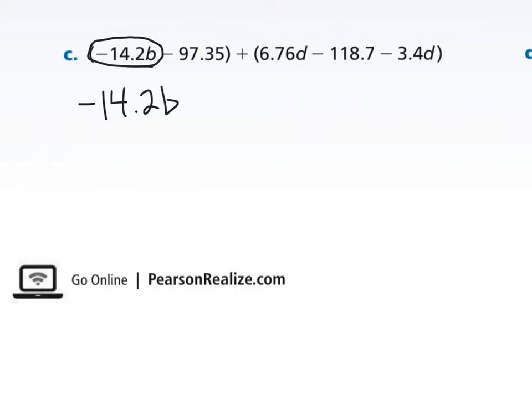I forgot on the subtractions here, if you want to go ahead and add the opposites, you can do that. Our only other letter we have is D. We have two terms that have a D in it.